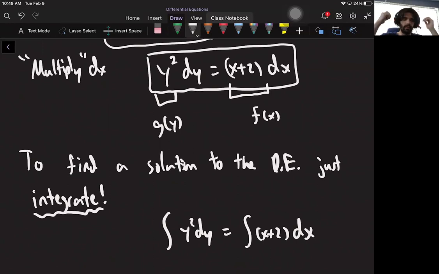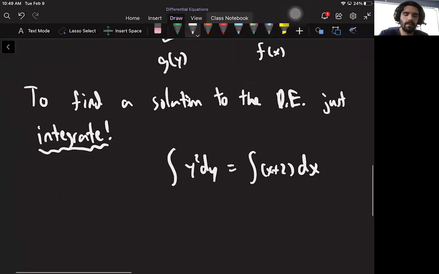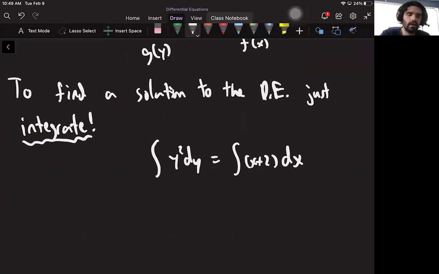One second, I gotta fix this. My hair's in my way, I can't focus. Okay, my lockdown hair has been locked down for now. All right.